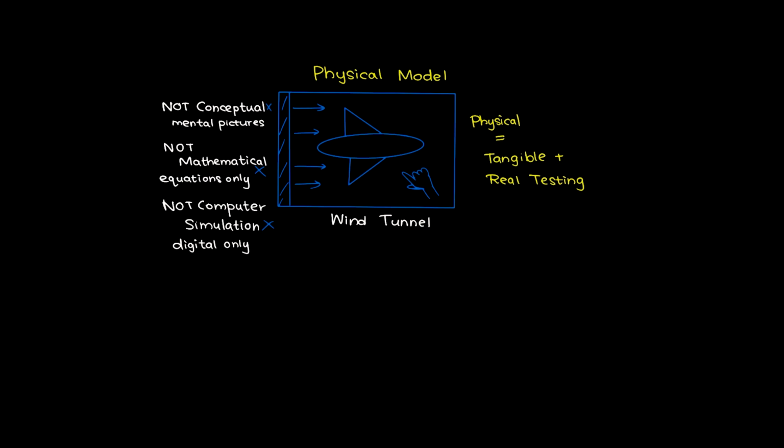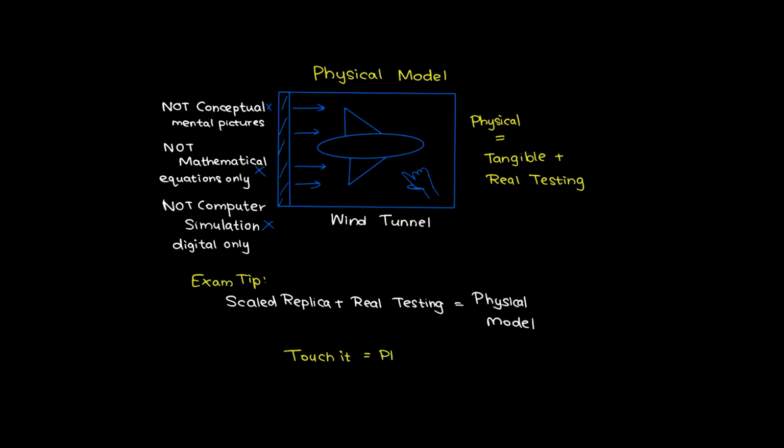Here's a WGU C165 OA exam tip for you. When a question describes a scaled replica being tested in real conditions, that's a physical model. Keywords like smaller version, scaled down, and controlled environment point to physical models. Quick recall hook. If you can touch it, it's physical. Tangible replicas are physical models.